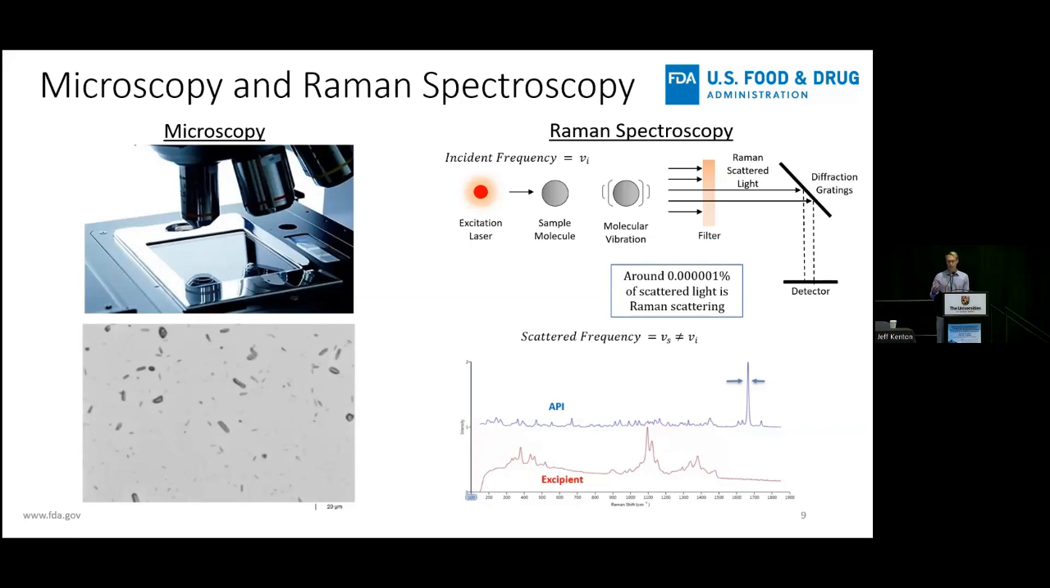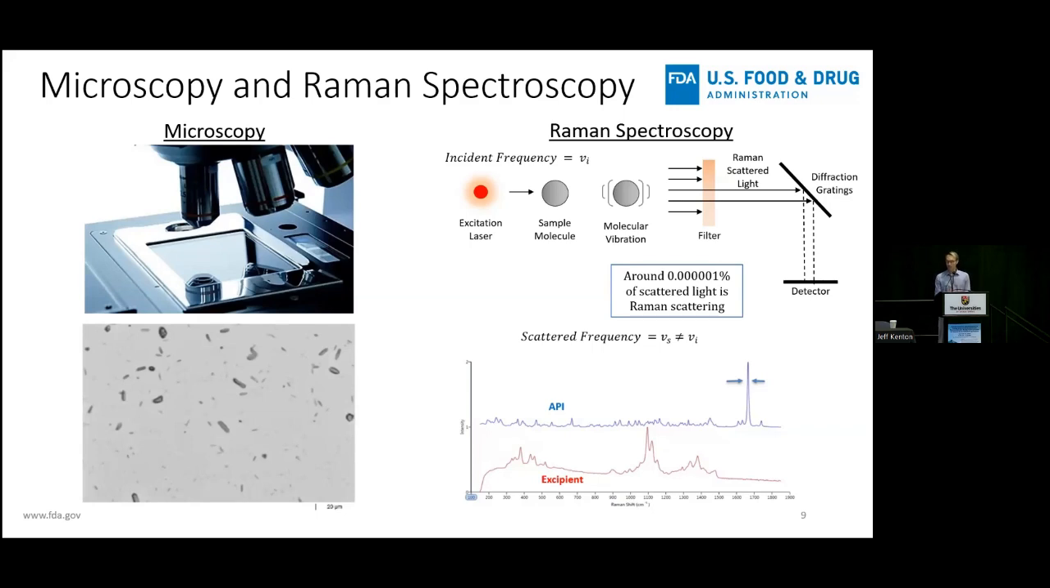You pass this through a bunch of filters. A very, very small amount of light is Raman scattering. It's not much, so you have to have very sensitive detectors for this. So you pass it through a bunch of filters, use a diffraction grating to spread out the light that you want to detect.